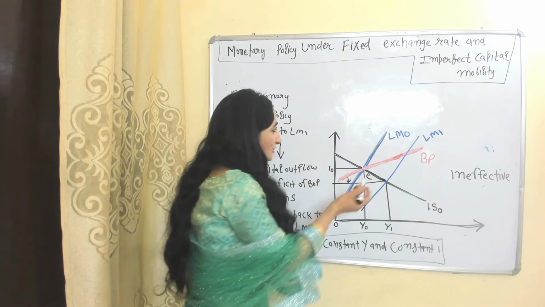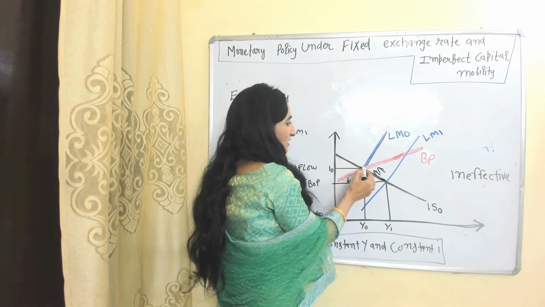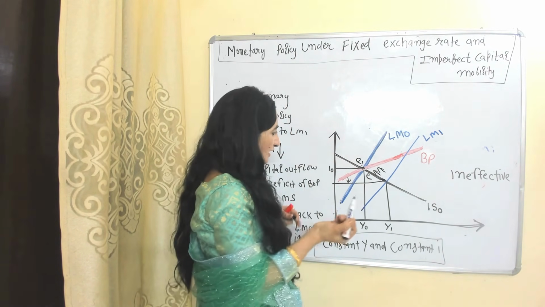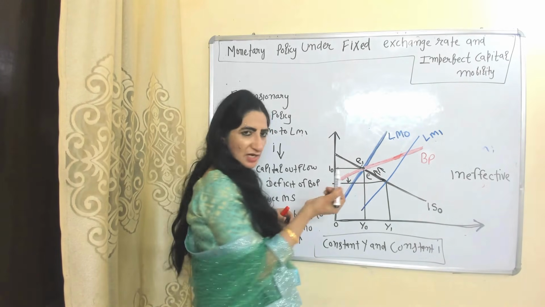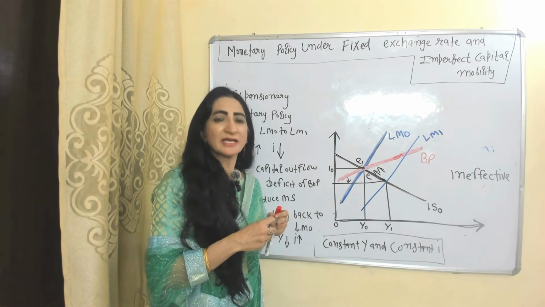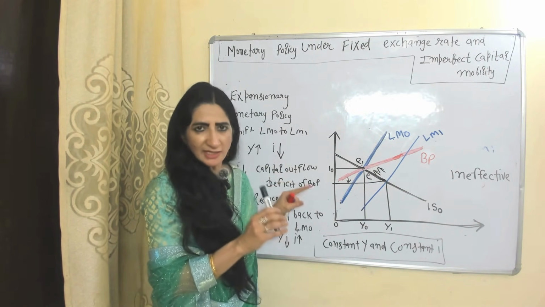As a result, this LM again moves back to the original LM, meaning we again come to the initial equilibrium point where income is constant and interest rate is constant. If both are constant, that means your monetary policy is ineffective. So in such a case, our monetary policy is ineffective.